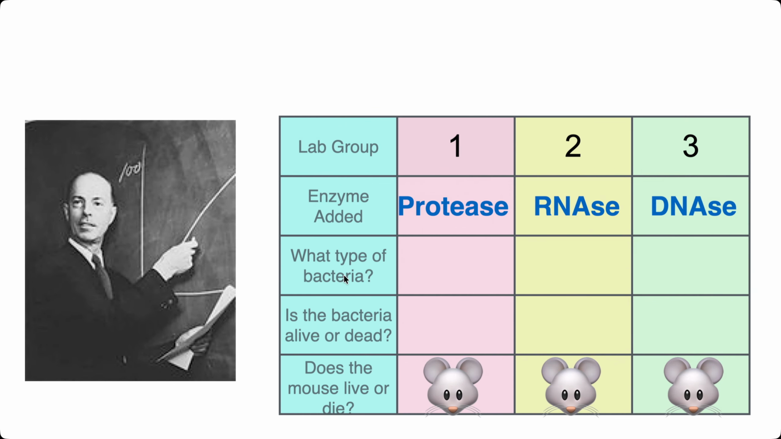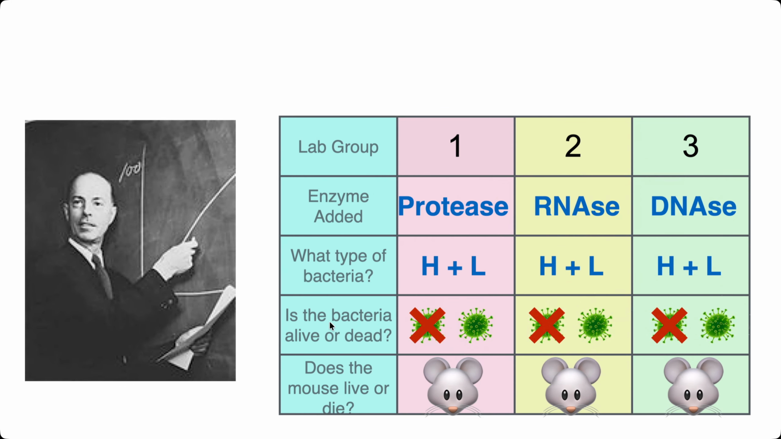So what type of bacteria again? Well, he wanted to do the exact same mixture from Frederick Griffith's experiment. So high risk and low risk mixed together. Are they alive or dead? He wanted it to match exactly. The high risk one is dead, the low risk one is alive.